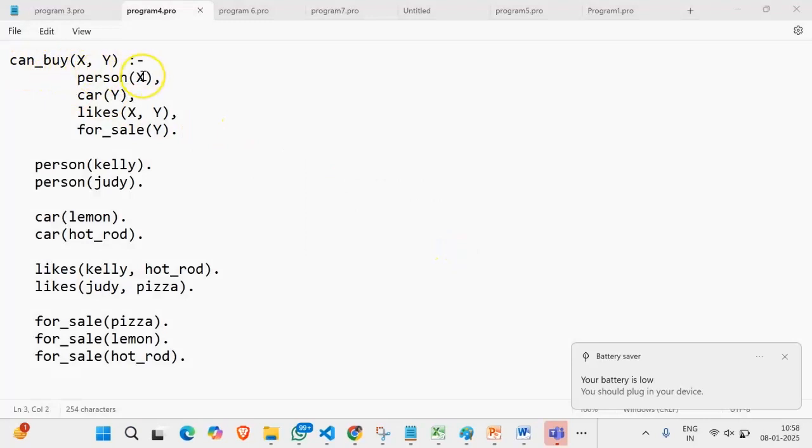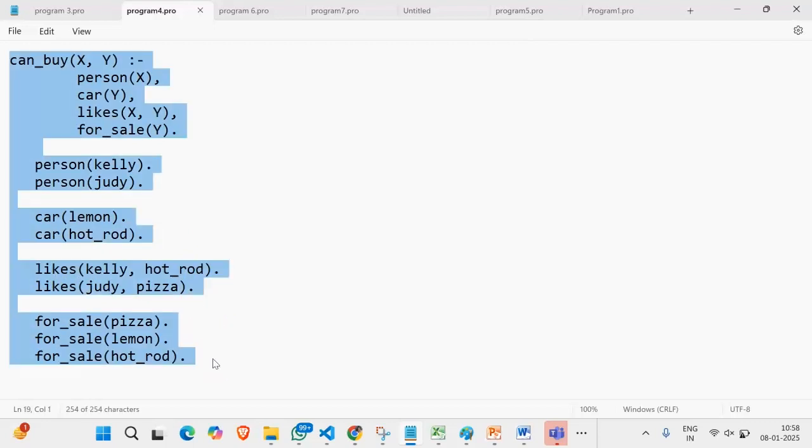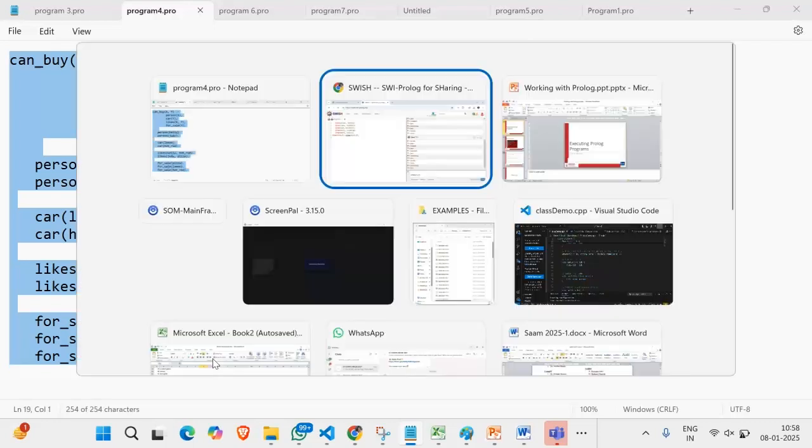Who can buy what? If X is a person, Y is a car, that person likes the car and the car is on sale, then the person can buy the car. At the same time, we have more predicates to go for. A rule is written first in the program, while the person information is given later. So rules first and the facts later is the structure of the program. As you can see, all people are written together, all cars are written together, all likings are written together, and information about things on sale are written together. So let us execute this program.